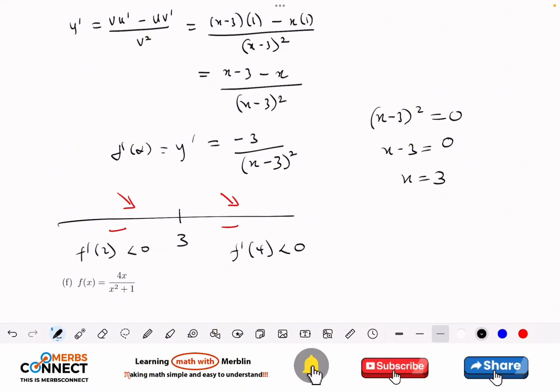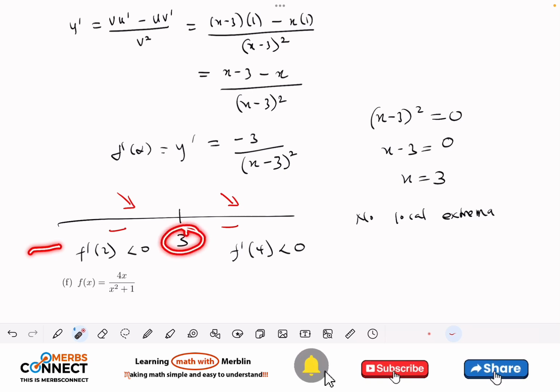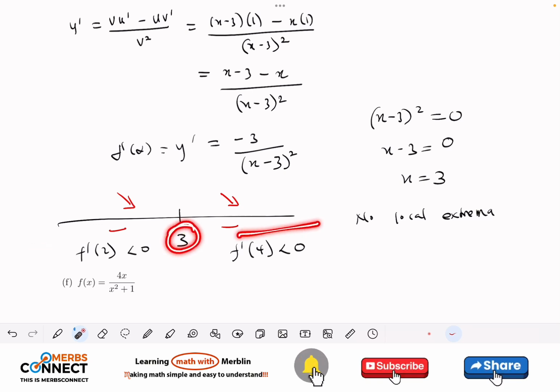So here we can see that there is no local extrema. We don't have maximum and minimum. We don't have anything like that here. We don't have local maximum. We don't have local minimum, right? Now let's check for increasing and decreasing. Do you have increasing? No, there is no increasing here. The only place that is decreasing is from minus infinity up to 3, and then from 3 to positive infinity. So we are going to have just decreasing intervals.